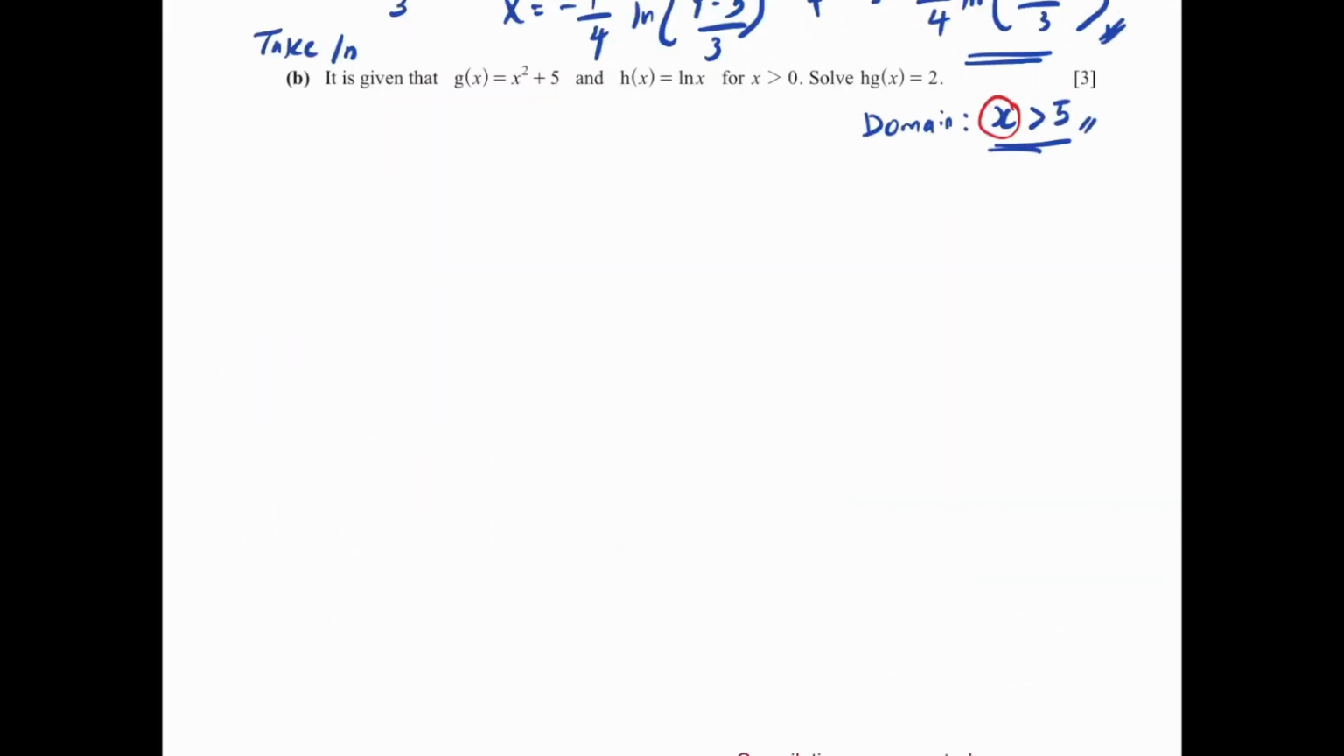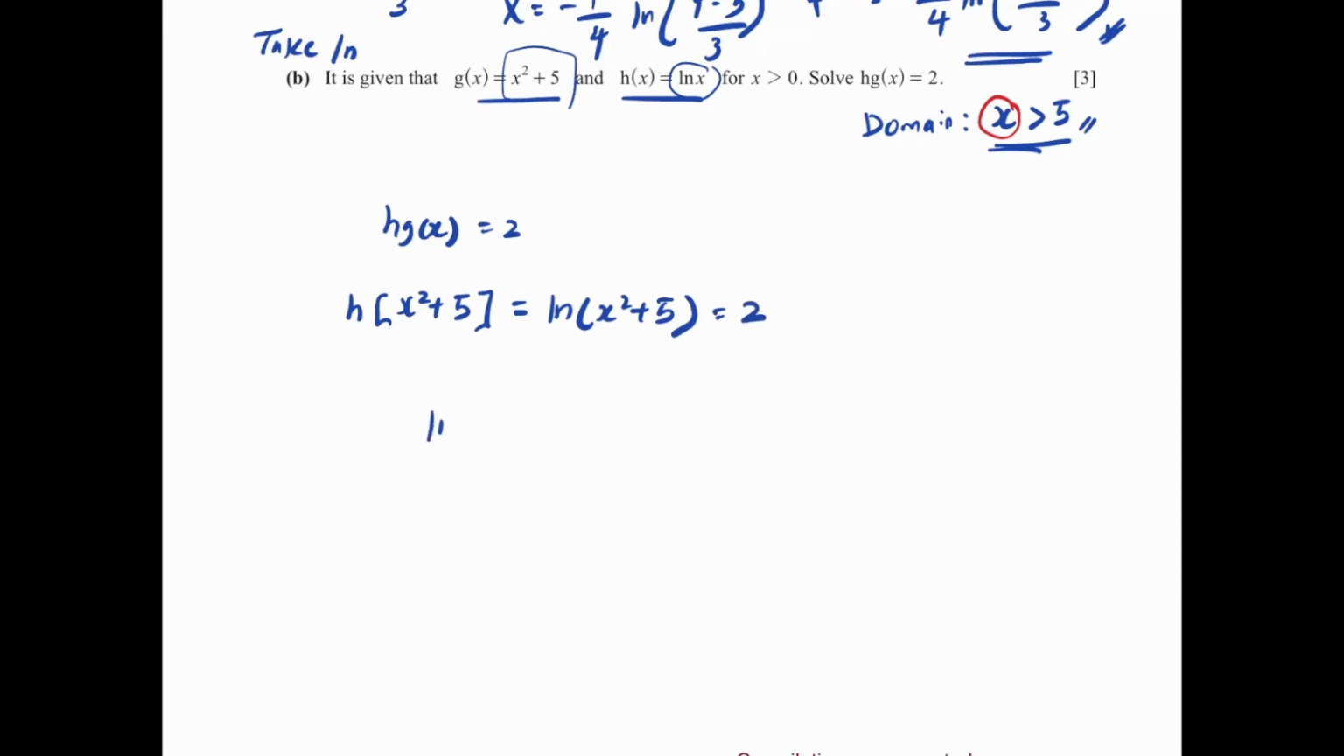It is given that g of x is equal to x squared plus 5, and h of x is ln x. Solve another composite function: h of g of x is equal to 2. For h of g of x, whatever you have, x squared plus 5, you put inside h, so change the x in ln to x squared plus 5. Given that the composite function h of g of x is 2, you're required to solve this equation.